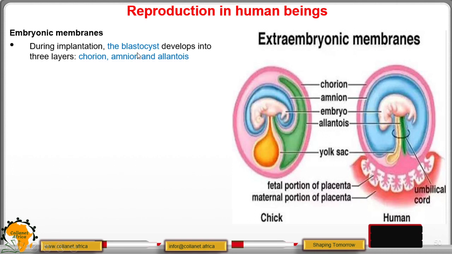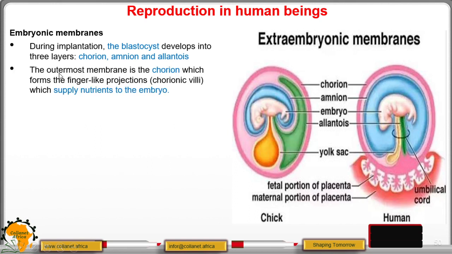During implantation, the blastocyst develops into three layers, namely chorion, amnion, and allantois. The outer membrane is the chorion and forms the finger-like projections called chorionic villi, which supply nutrients to the embryo.